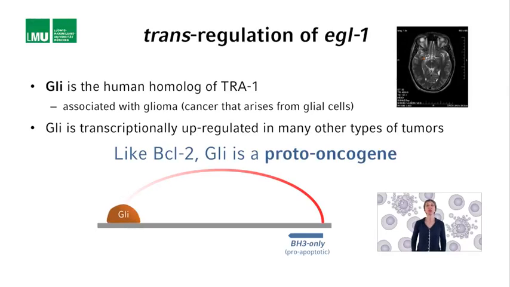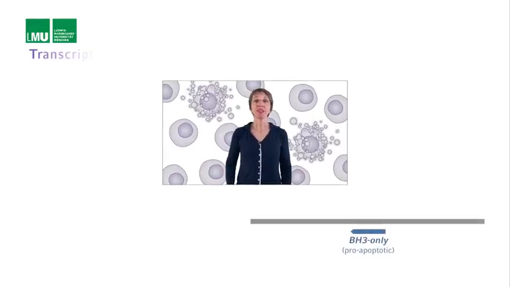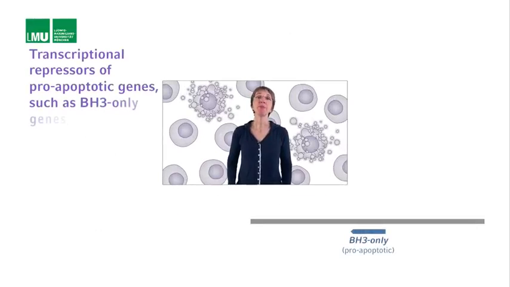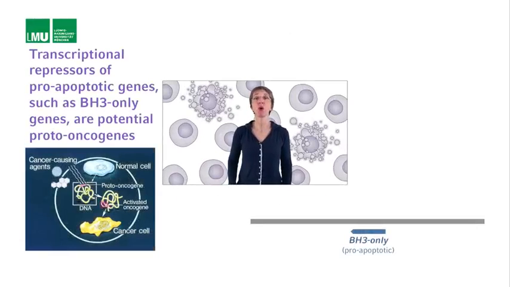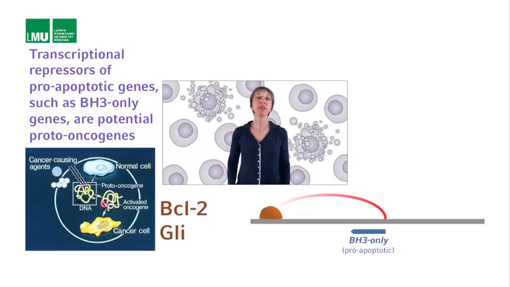In tumors in which GLI is upregulated or overexpressed, this would lead to the transcriptional repression of the BH3-only gene and, consequently, a block in apoptosis. This block in apoptosis could be the first step towards tumorigenesis. Transcriptional repressors of pro-apoptotic genes, such as BH3-only genes, potentially are proto-oncogenes. Proto-oncogenes are genes whose overexpression or inappropriate activation can cause tumorigenesis. BCL2 and GLI are examples of such proto-oncogenes.